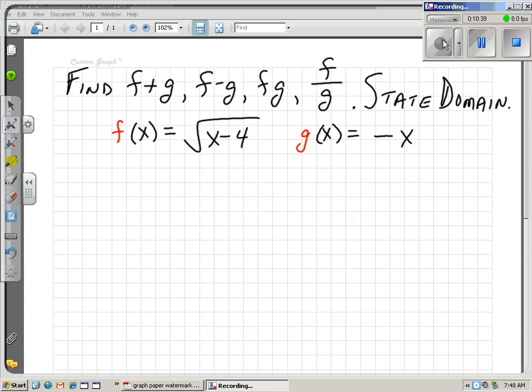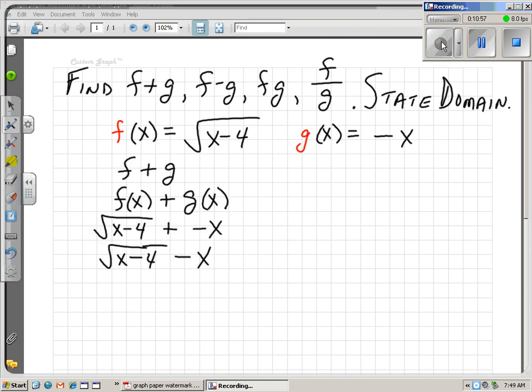All right, here's one for you guys to try. There's your f of x, square root of x minus 4. Your g of x is just negative x. You're just going to make whatever you have the opposite sign. And I want you guys to do these 4 functions. So pause the video and see what you can do, and I'll kind of work them out with you here.